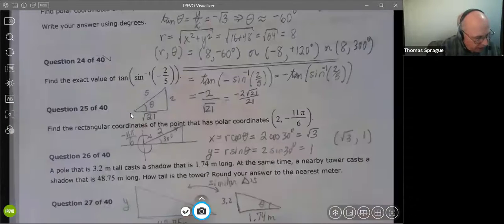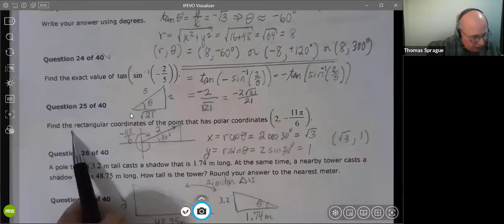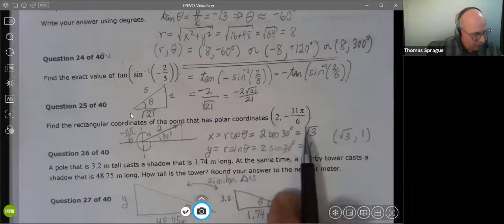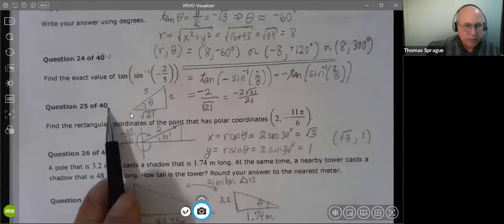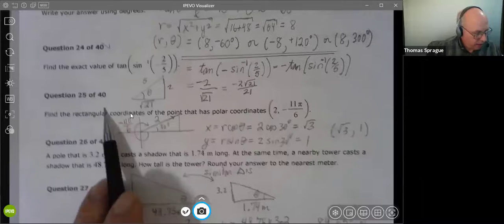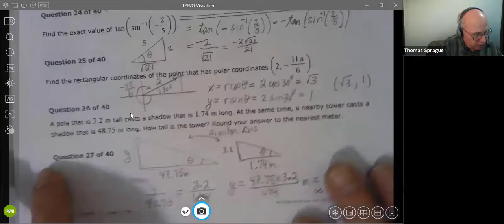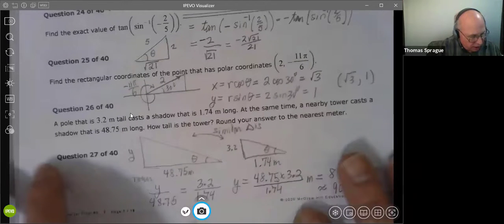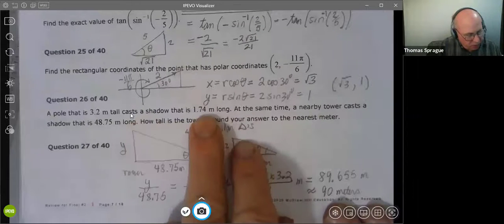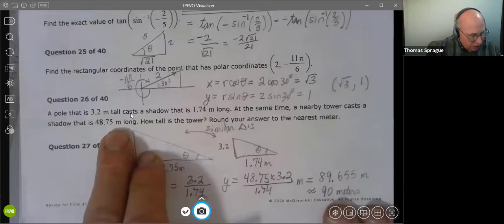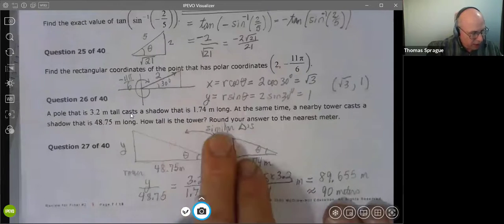Number 25, find the rectangular coordinates of the point that has polar coordinates 2 comma minus 11 pi over 6. Anybody want to see 25? Okay, number 26, a pole is 3.2 meters tall. It casts a shadow 1.7 meters long. A tower casts a shadow 48.75 meters long. How tall is the tower? Would anyone like to see that one worked?